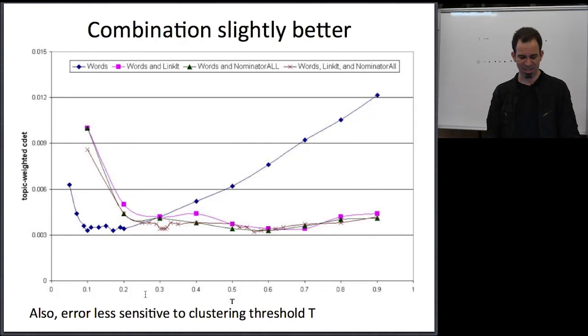So what's the x-axis here, this t thing? You said that's a threshold, right? So that's a control of how many clusters are in there. Yeah, that controls how close two stories have to be before the algorithm says they're actually about the same thing.